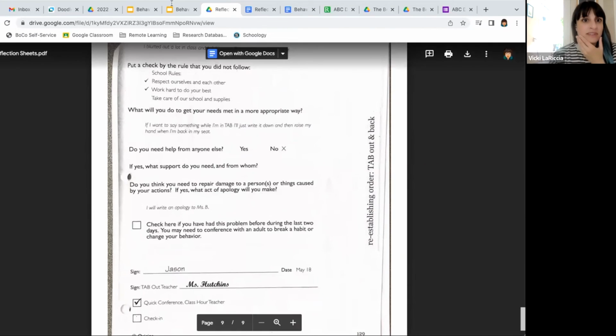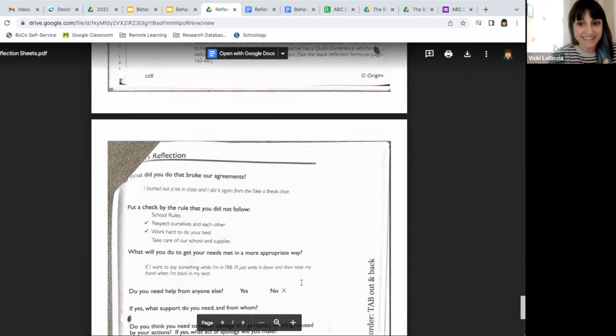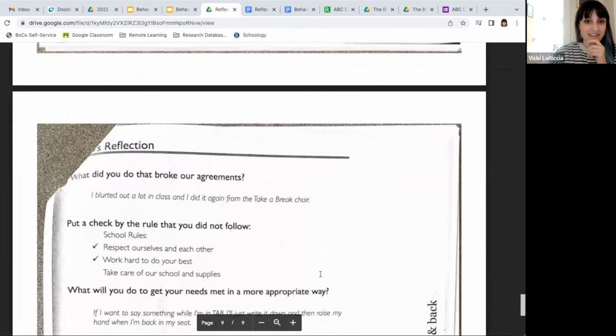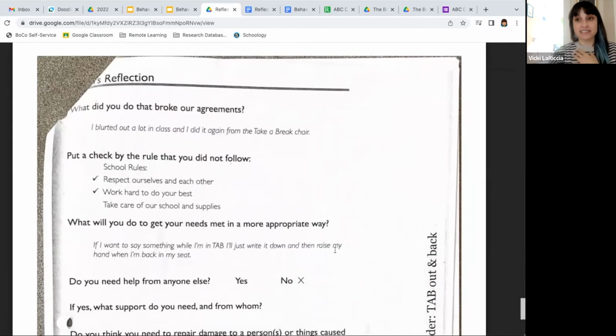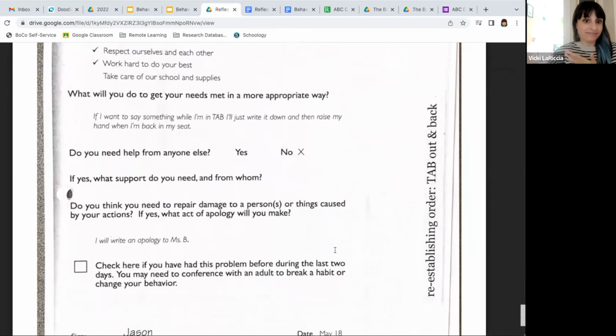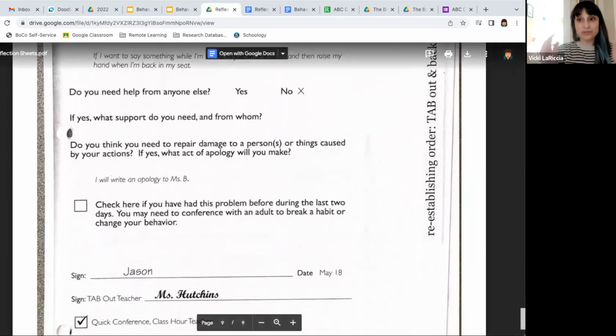This comes from Developmental Designs. Maybe I'm not going to get into what that is, but if you know about Responsive Classroom that uses morning meeting, Developmental Designs is for middle schoolers and high schoolers, but you can just take a look at it. Here's an example reflection. So sometimes it works, sometimes it doesn't. It just depends on your student.